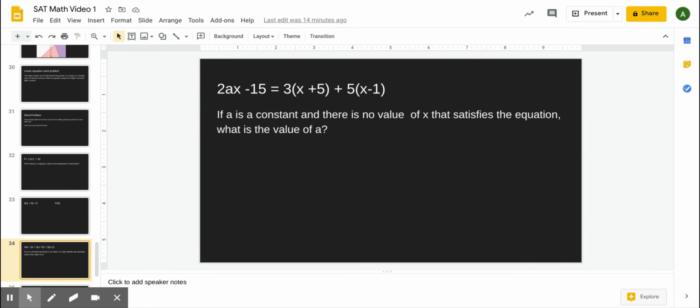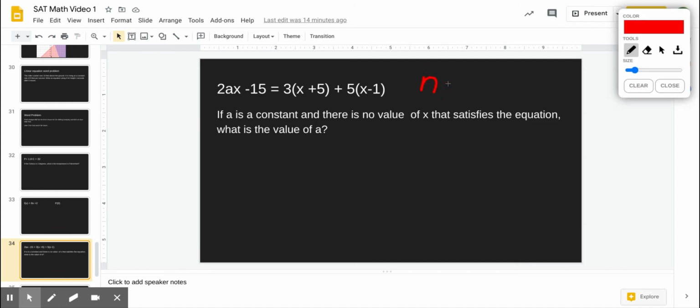Let's look at this. This is a question we did previously. So we're trying to find, it says if a is a constant, it's a number, and there is no value of x that satisfies this equation. In other words, these will be parallel lines again. If there's no value, there's no solution. No solution, parallel lines, right? And if you remember, if they're parallel, they'll have what? Who remembers? They'll have the same slope.